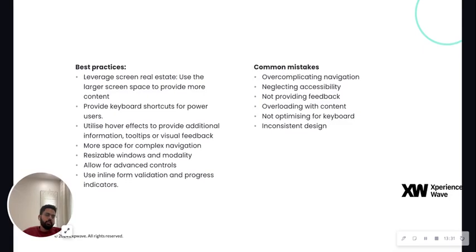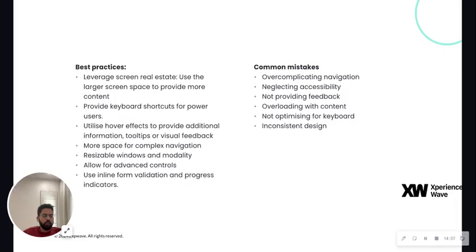Best practices to highlight when you are building the designs for desktop interactions. First is leverage the screen real estate, because you have a larger screen space, and it will help you provide more content without having to overwhelm the user. So you can make use of grids for organization, and make sure that you keep the balance between white space and content, such that you don't create clutter, but more information can be displayed without creating clutter.